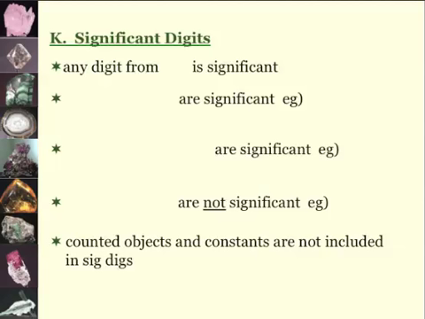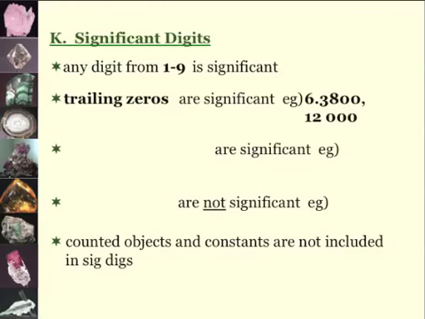Okay, so now we need to talk about some significant digits. So what is a significant digit? A significant digit is any digit from 1 through 9. It is guaranteed to be significant. Okay? Trailing zeros are significant. So for example, the zeros in these numbers, they are significant. Okay? Any zero after a decimal space, any zero leading up to a decimal place.